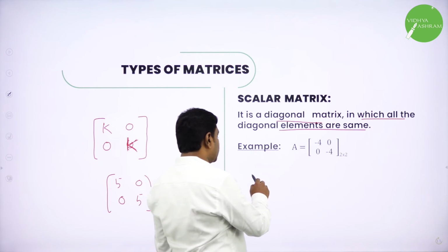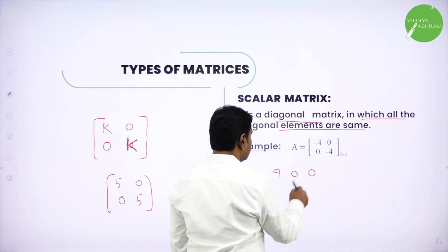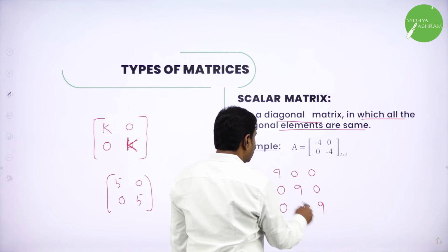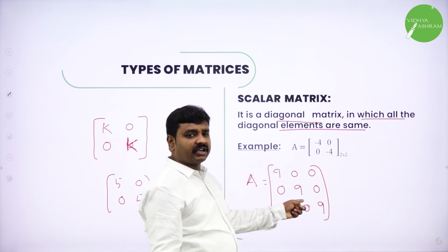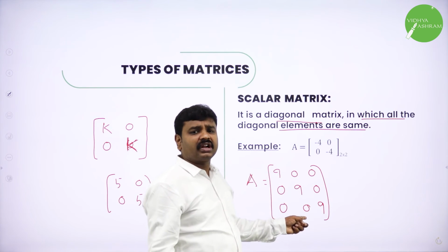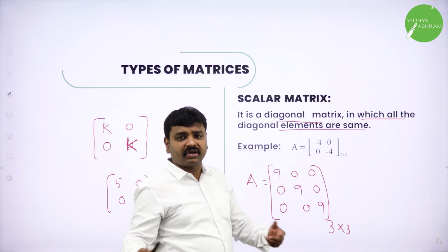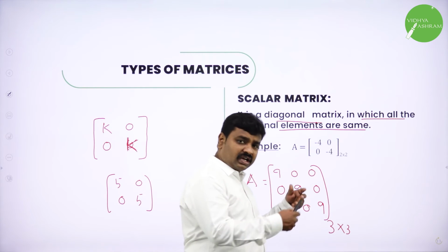For example, I'll take capital A is equal to 9 0 0, 0 9 0, 0 0 9. I can give 3 names to this. My first term is, it is a square matrix. Do you agree or not? Is it a square or not? Yes, because it has 3 rows and 3 columns. The number of rows is equal to the number of columns. My second term, it's a diagonal matrix. Why? Because other than the diagonal all are zeros.